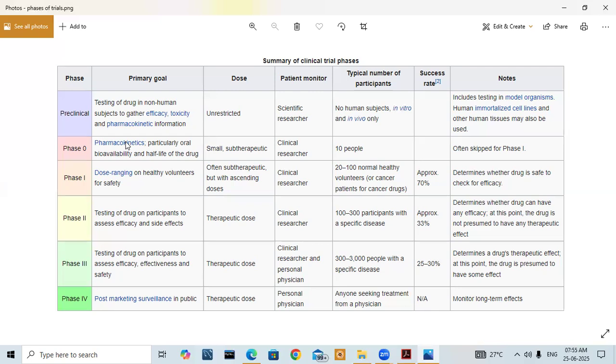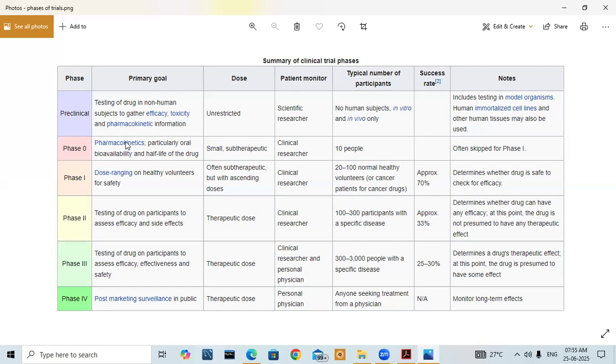Just keep in mind, pharmacokinetic means how the body is responding to the drug: how the drug is absorbed, how the drug is distributed in the blood, and how the drug is metabolized by the liver and the kidneys. Metabolizing the drug means what?